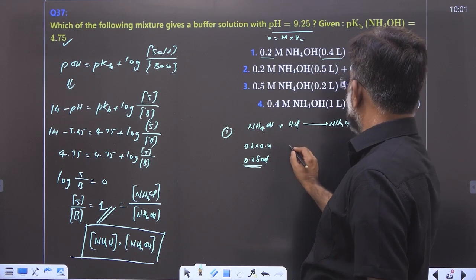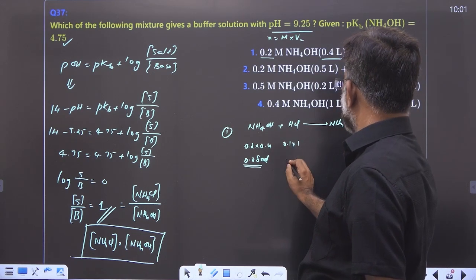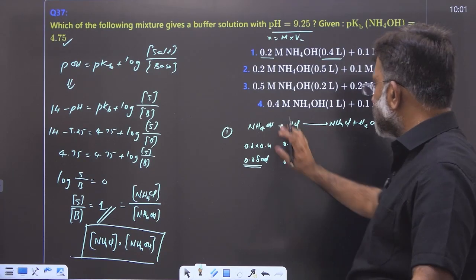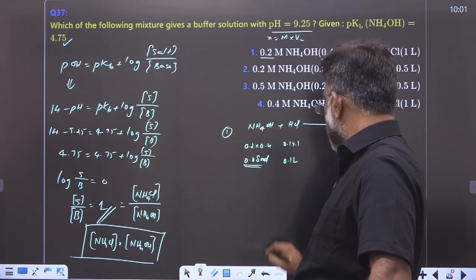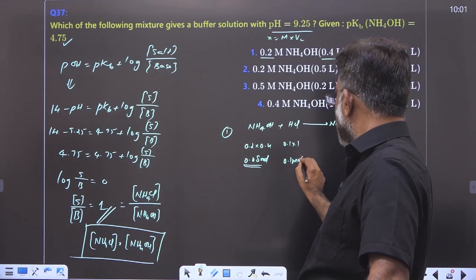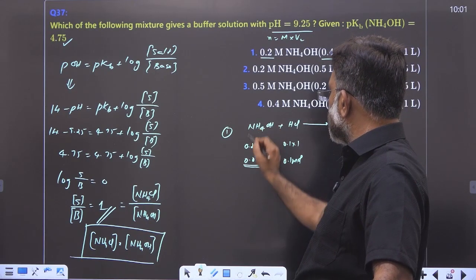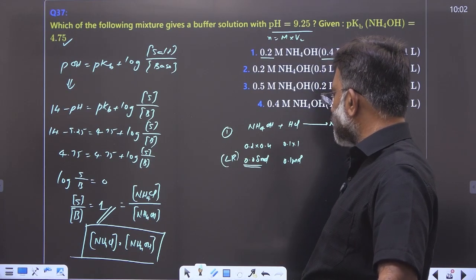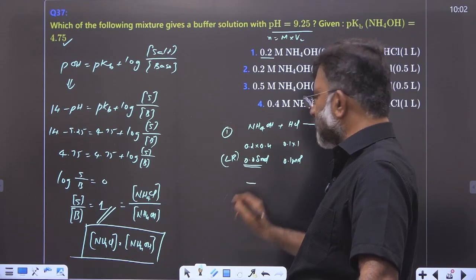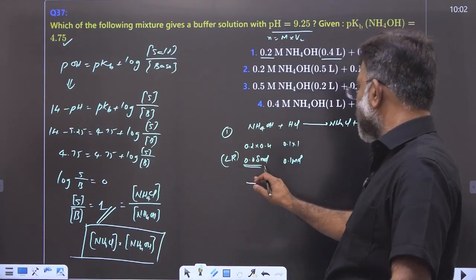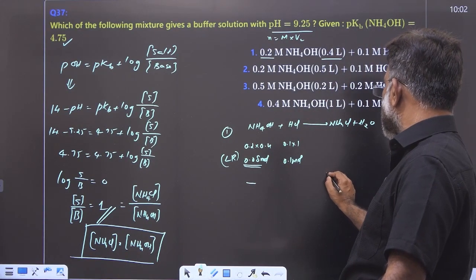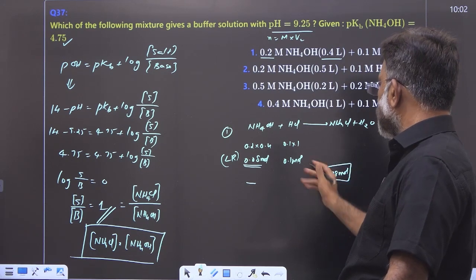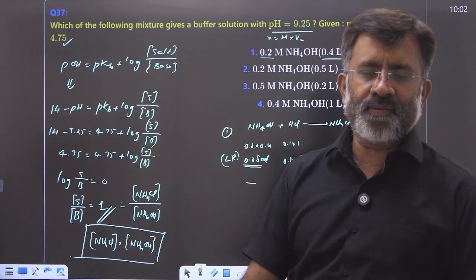Now HCl: it is 0.1 into 1, that is 0.1 liters. Sorry, 0.1 mole. That means this is the limiting reactant, so it is completely consumed and converted to ammonium chloride. Ammonium chloride formed is 0.8 mole. And you don't have base remaining, so that cannot act as a buffer.